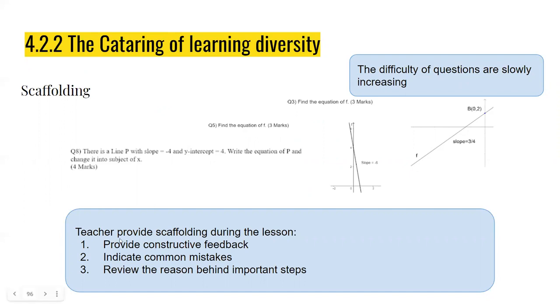Teachers can also provide scaffolding during the lesson. We can provide constructive feedback, indicate common mistakes, and also review the reason behind some important steps, why we have to use this kind of method.